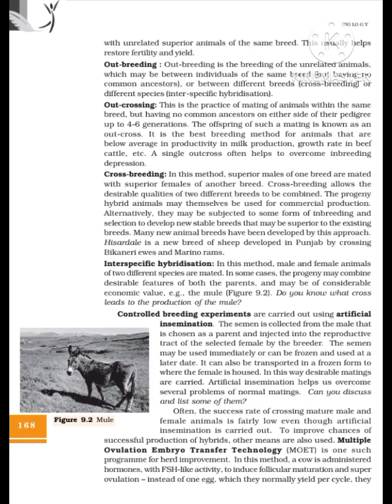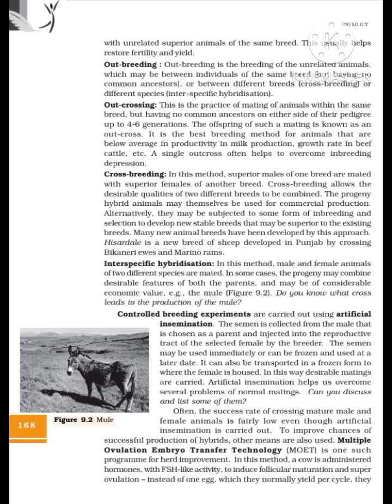Interspecific hybridization. In this method, male and female animals of two different related species are mated. In some cases, the progeny may combine desirable features of both the parents, and may be of considerable economic value, for example the mule, Figure 9.2. Do you know what cross leads to the production of the mule?